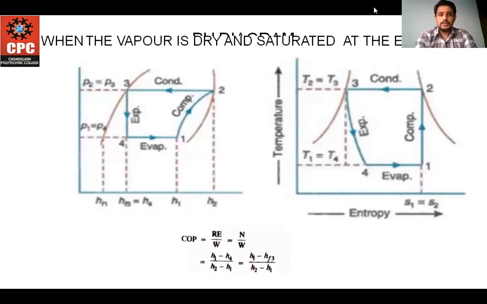The next topic is where we are changing some conditions of the vapor compression cycle, and we want to know what effect we will get out of it. To understand it better, we studied the pH diagram. Now you can see, they are telling that the vapor is dry and saturated at the end of compression.